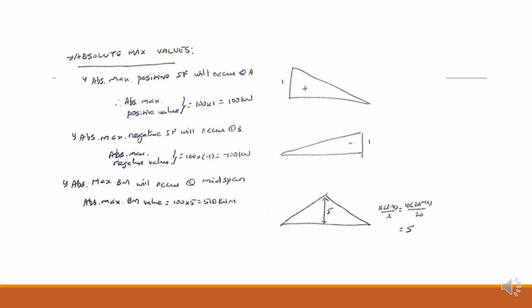Absolute max bending moment. For a simply supported beam, this always happens at the midspan, where x equals 10 meters. The peak midspan ordinate formula is x times (L-x)/L, which is 10 times 10/20, equaling 5. Multiplying by our load, 100 kilonewtons times 5 equals 500 kilonewton-meters. Notice that 500 kilonewton-meters is much higher than the 375 kilonewton-meters we found at section D.